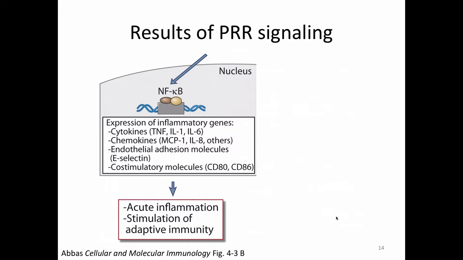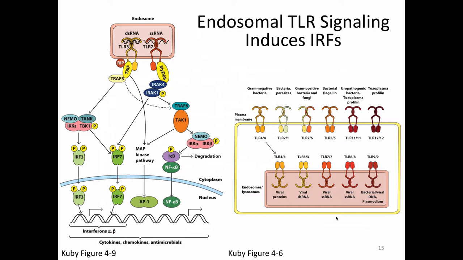Alternatively, our TLRs that are in the endosome are binding to nucleic acid. Generally, it is a viral nucleic acid. And so here, the most appropriate response would be the antiviral state response with the production of interferon. Happily, that endosomal TLR can signal through a different signaling pathway. Yes, it shows NF-kappa B here. I'm not going to focus on it here. The one that I'm going to focus on is that it also goes through this pathway that turns on some proteins called IRFs.